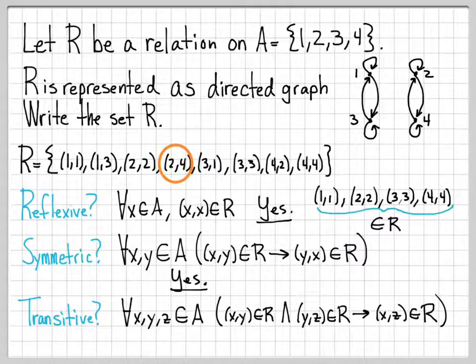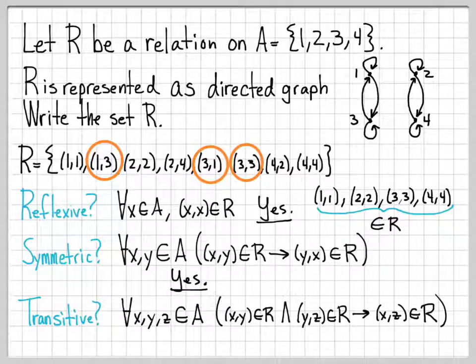I do the same thing here, 2, 4. This starts with a 2. So when I match those up, I need the 2, 4 to be in the set R, and it is. We go to 3, 1. 3, 1 can pair up with this. So they match with the interior coordinate of 1, and we need 3, 1 to be an element, and it is. It also matches up with this. So here we have 3, 1 is in R, and 1, 3 is in R. So we need 3, 3 to be in R, and it is.